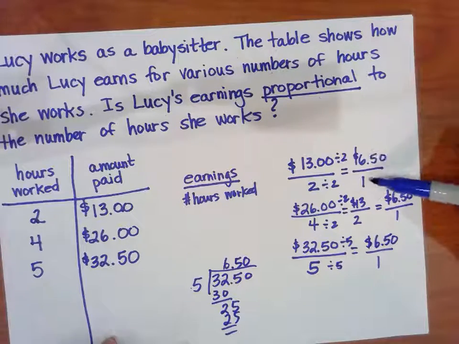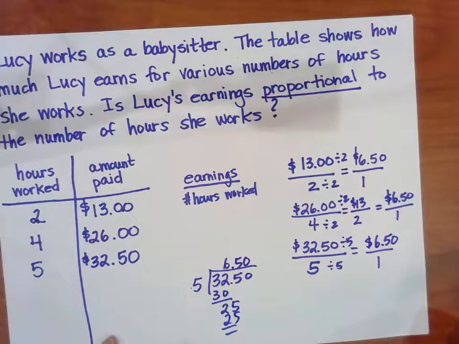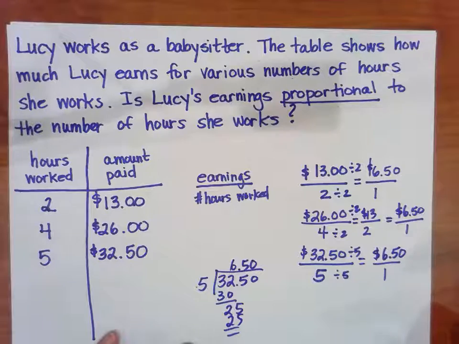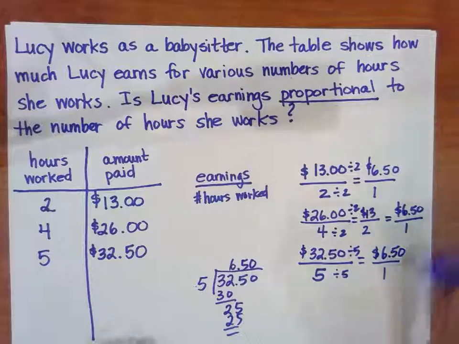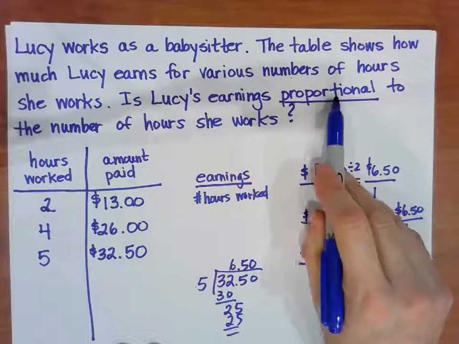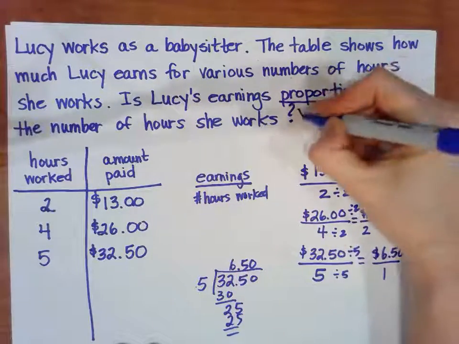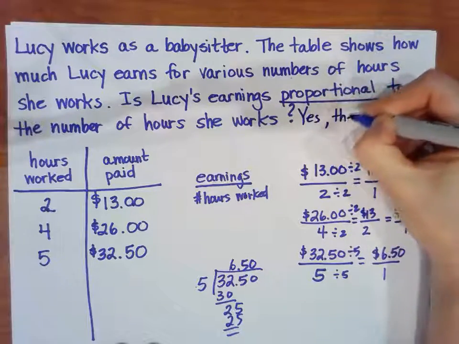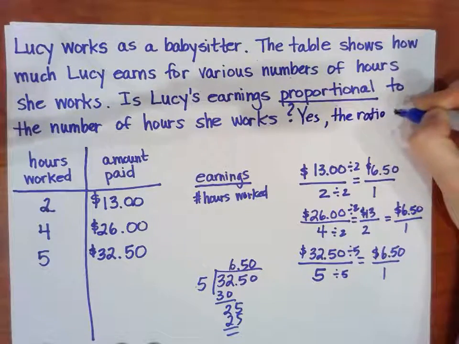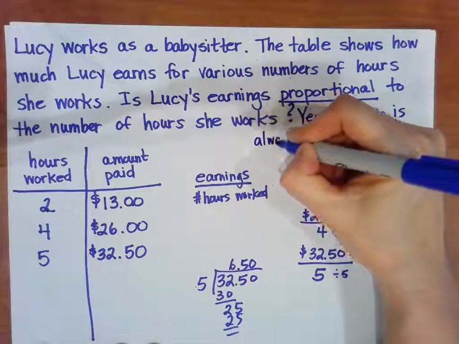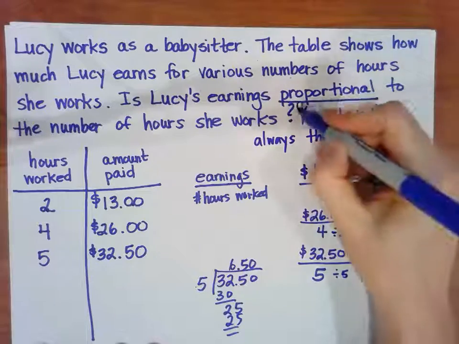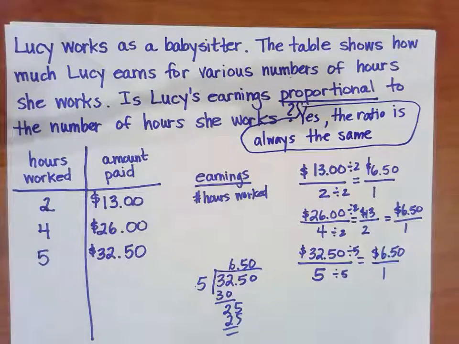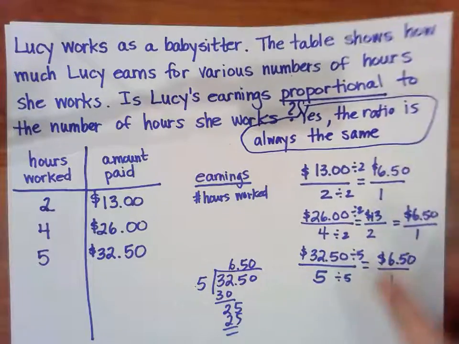So each time the ratio is exactly the same, 650 to 1, 650 to 1, and 650 to 1. Alright, since the ratio is the same every time, it is proportional. So is Lucy's earnings proportional to the number of hours she works? Yes. The ratio is always the same. Okay, so that's how we would solve that kind of problem.